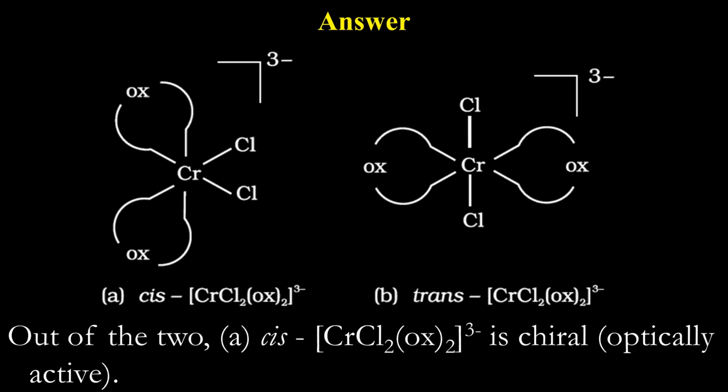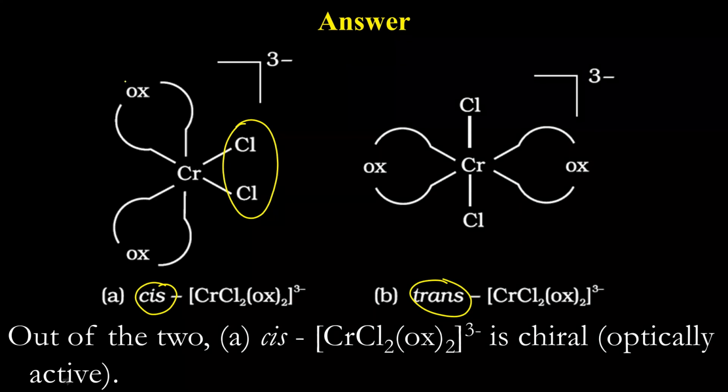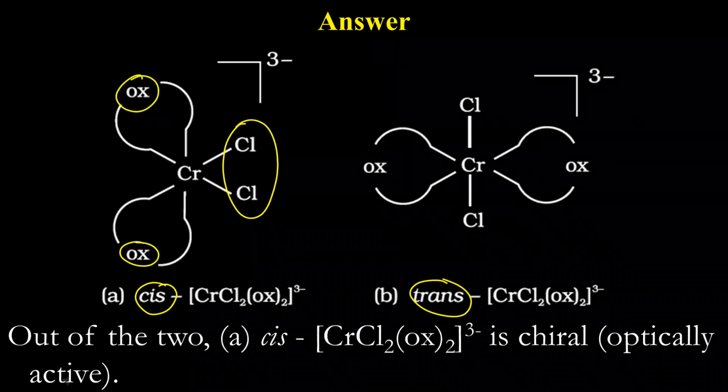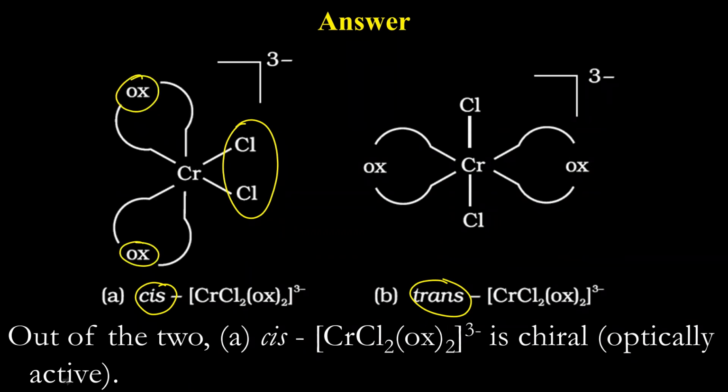So here you have the cis form and here you have the trans form. In the cis form, you have both chlorines on one side and it is OX. In the previous case, it was En when we discussed. Okay, so out of the two, cis is chiral, trans won't be. We are applying the same logic. In the case of En also, the cis form was chiral, the trans form was not. Here also cis is chiral, but OX is different. It is still bidentate.